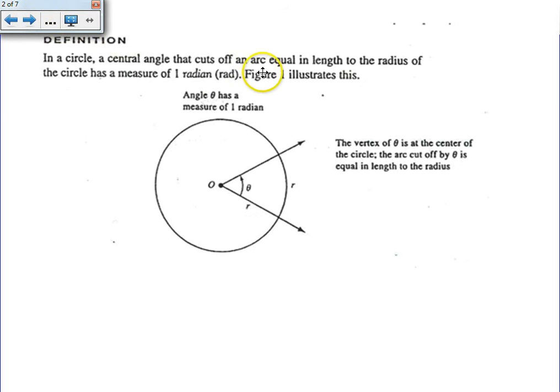So, if we have a circle, and we have what's called a central angle, meaning it stems from the center of the circle, and it cuts off an arc. Now, if the arc is equal in length to the radius, so whatever length this radius is, this arc is the same, then this angle has a measure of 1 radian, and if you'd like to abbreviate radian, use rad.